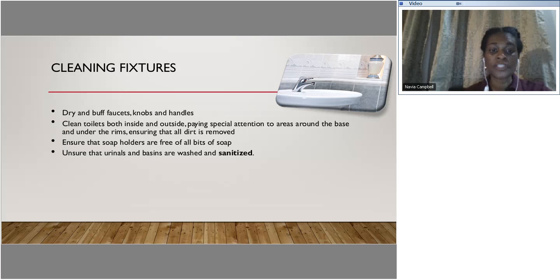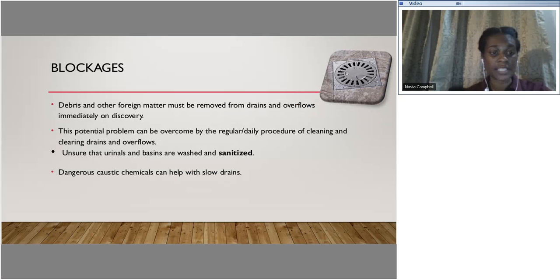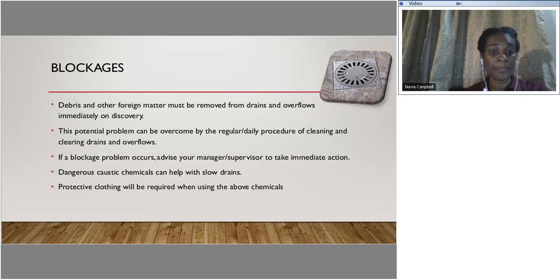Clean toilets both inside and outside, paying keen attention to areas around the base and under the rim. Ensure that all dirt is removed. Ensure that soap holders are free from all bits of soap, as well as that the dispensers are free from any soap residue. Ensure that urinals and basins are washed as well as sanitized.